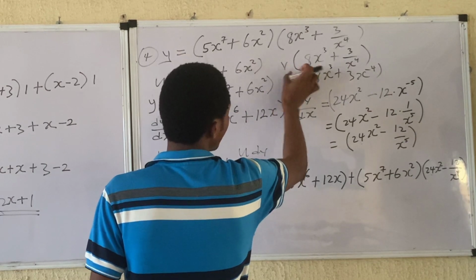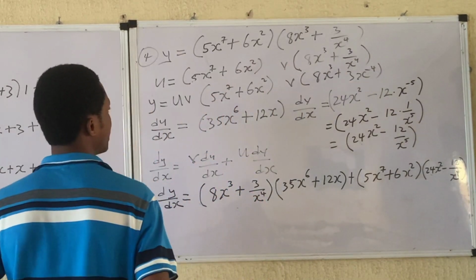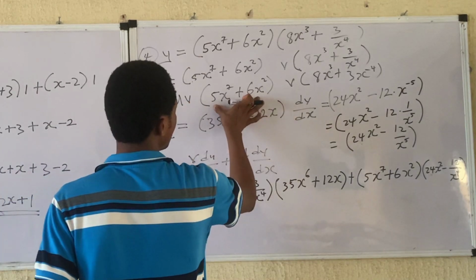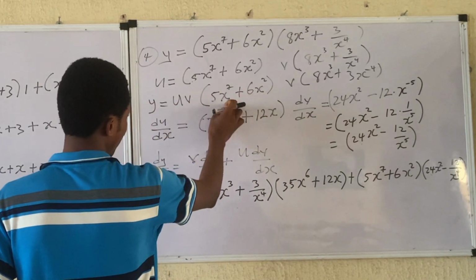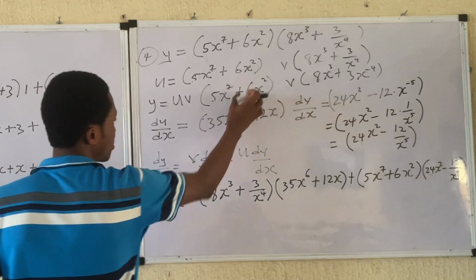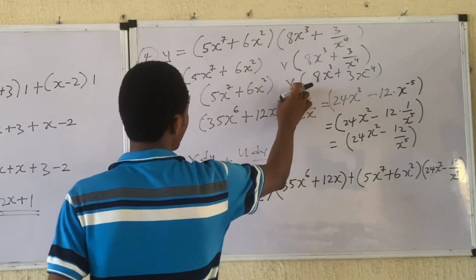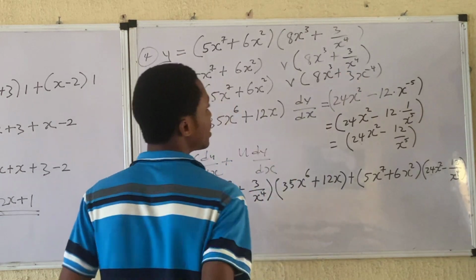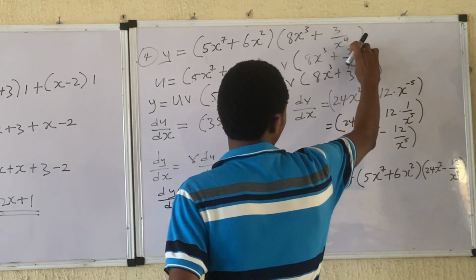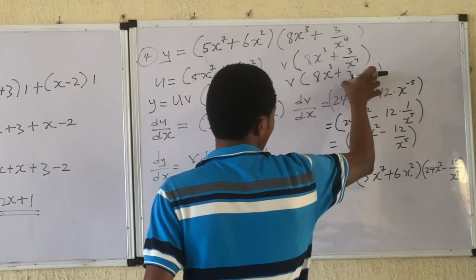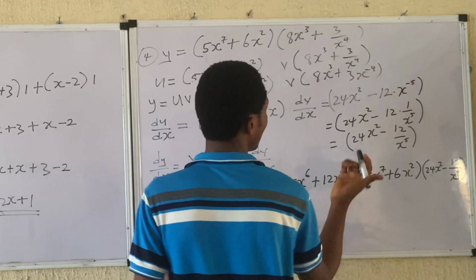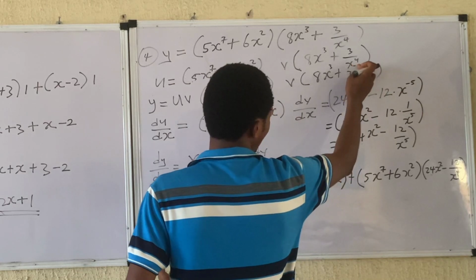v, take it as our second bracket. Now y equals uv, where u is 5x raised to the power 7 plus 6x raised to the power 2, while our v is 8x raised to the power 3 plus this one, which can also be written as this. The difference between this and this one is just that we took this one here.